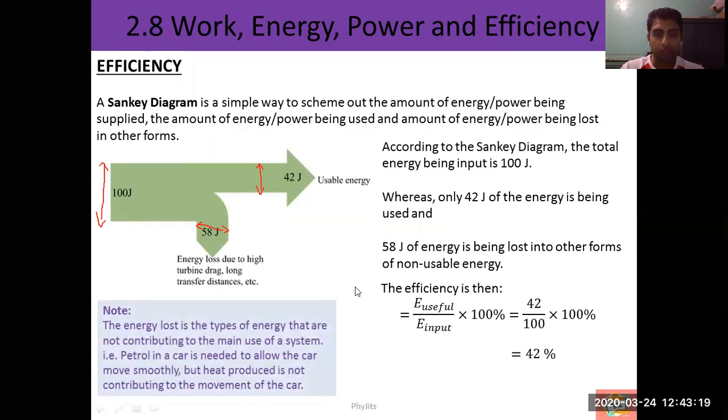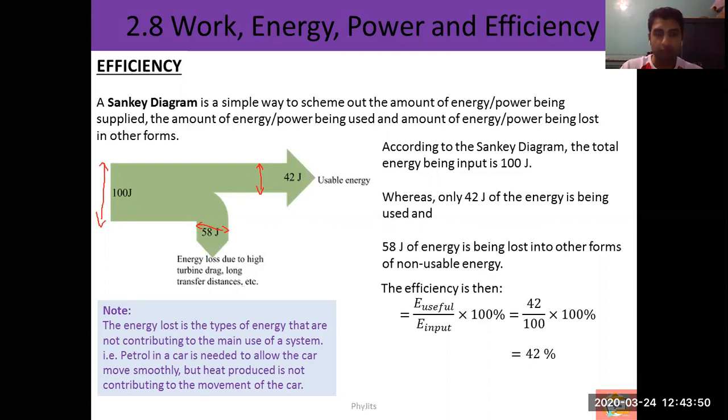So if you notice that the energy loss is the type of energy that is not contributing to the main use of the system. It means that if you are using a light bulb, you use the light to light up the space. But the problem is, together with lighting up the space, there is also heat being produced. So the heat is not contributing to the light. It is actually reducing the light. So therefore, heat is considered as an energy lost.